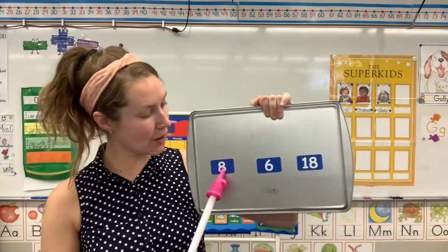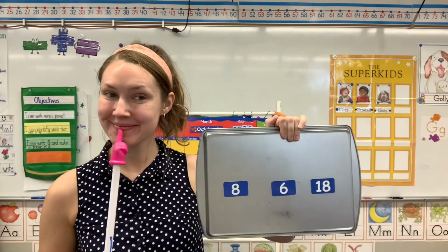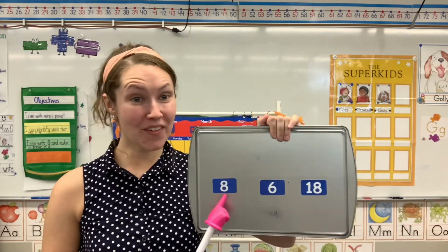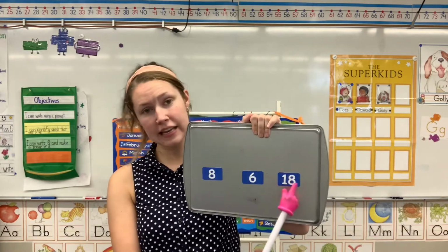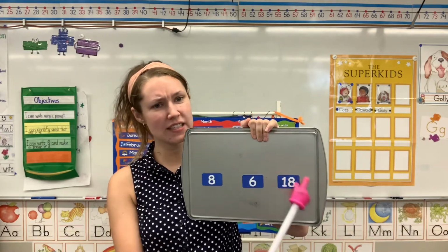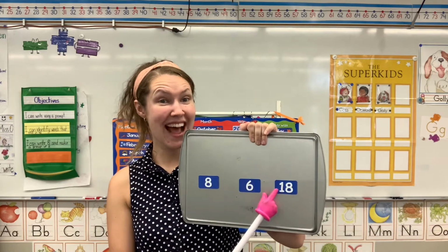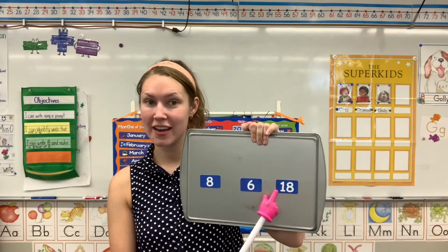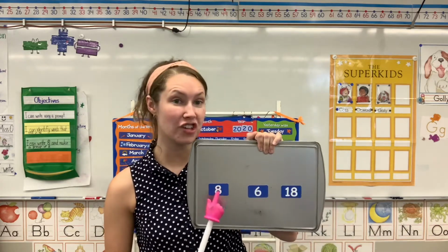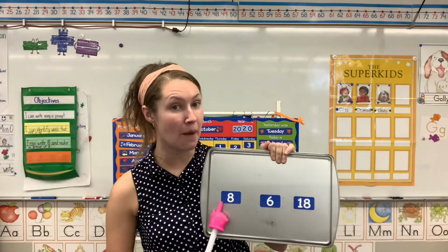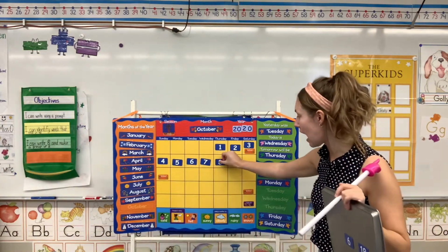Is it my first, middle, or last number? It's my first one. That's an 8. Wait, this number has an 8 in it too. But why is this number not the right number we're looking for? It has a 1 in the front. So this number is 18. We're looking for just 8. It does not have a number in front of it. So we're going to add 8 to our calendar.